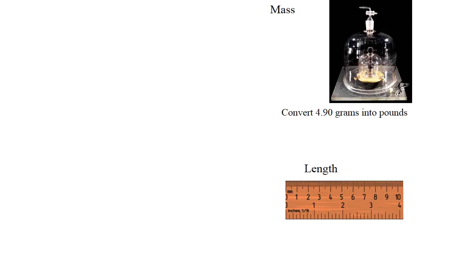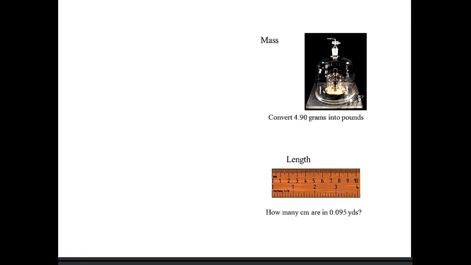All right, now we're going to look at a length conversion. So you can see a portion of a ruler at the bottom with inches on the bottom and centimeters on the top. Each of the lines is of course a millimeter on the top. So let's do a length conversion. How many centimeters are in 0.095 yards? So here is our conversion. How many centimeters are in 0.095 yards?